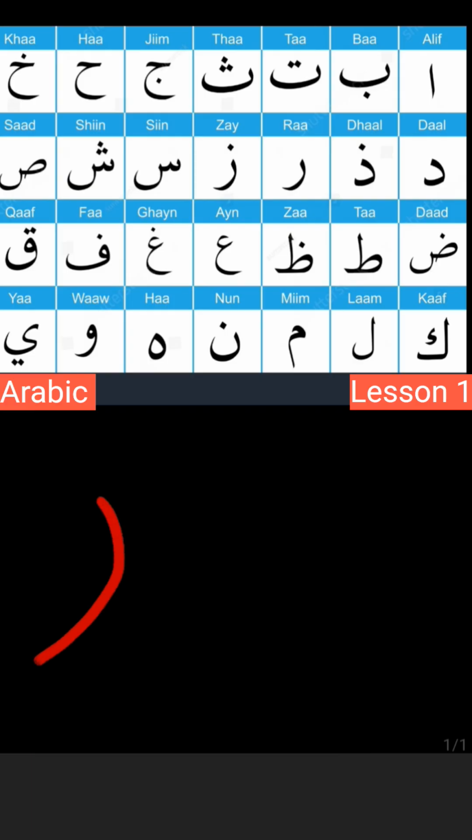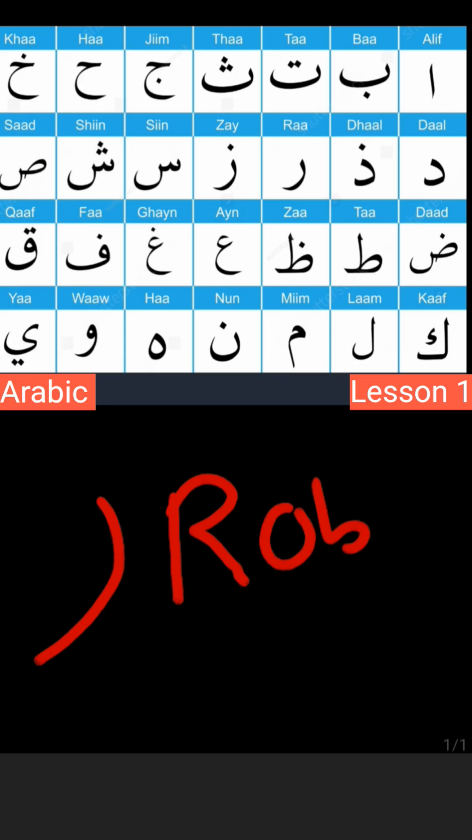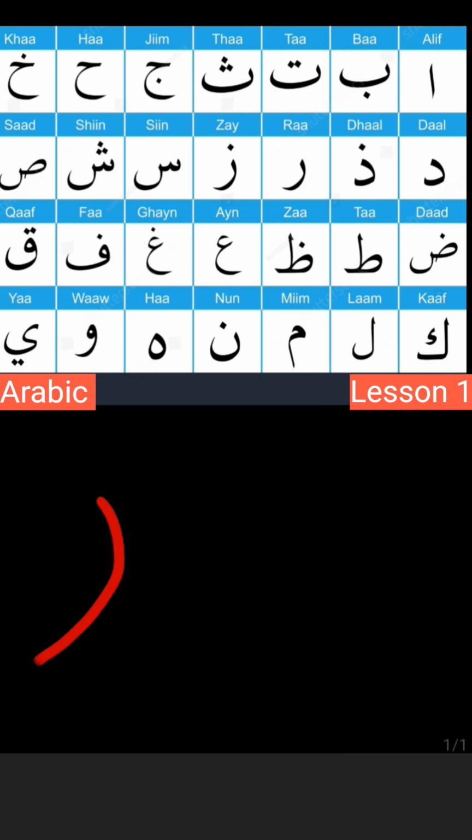We have ra. There's not really an equivalent in the English language, because this letter, I would say R, but it's not an R. It's more of a ra, like a rolling R, like in Spanish, like Roberto. An example in Arabic would be rubbama. Rubbama means maybe. So rubbama, ra.